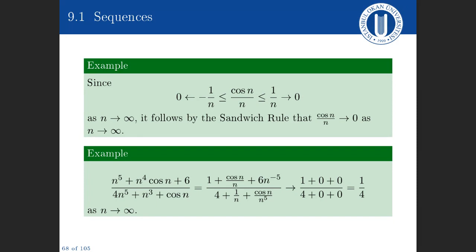n to the power 5 plus n to the power 4 cos n plus 6, divided by 4n to the power 5 plus n to the power 3 plus cos n. The biggest term here, again, is n to the power 5, so let's divide everything by n to the power 5. 1 plus cos n over n plus 6n to the power minus 5, over 4 plus 1 over n plus cos n over n to the power 5. Take the limit of each of these terms, we get 1 plus 0 plus 0, divided by 4 plus 0 plus 0, or 1 over 4.